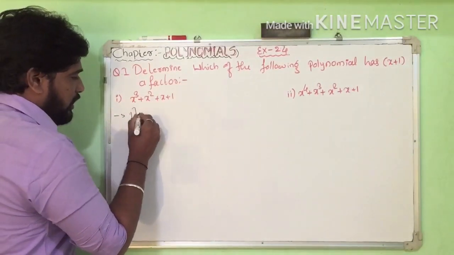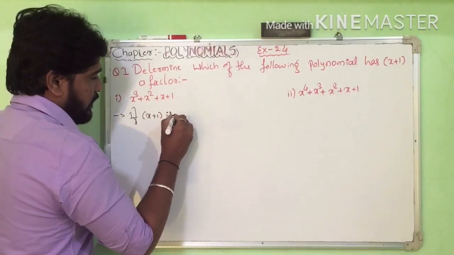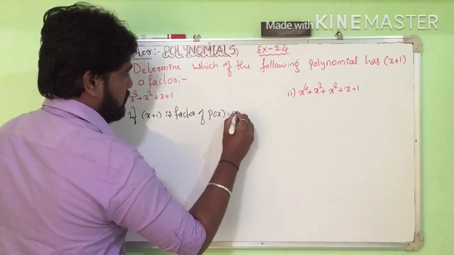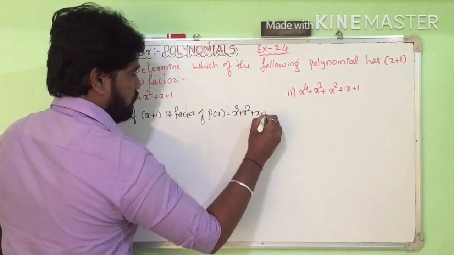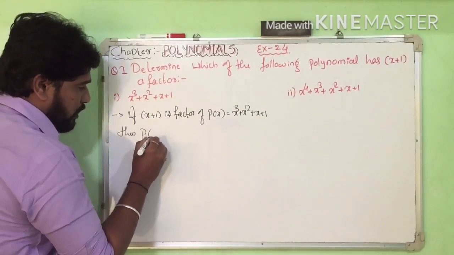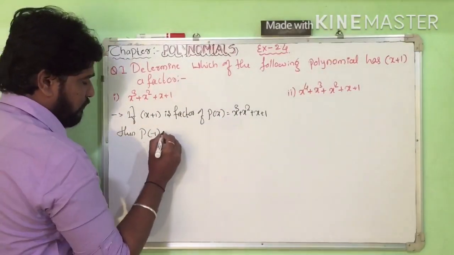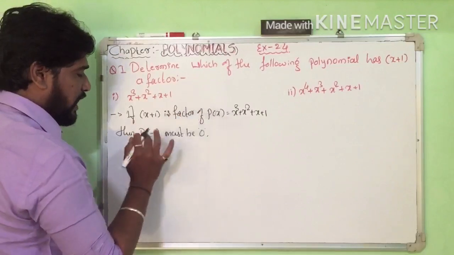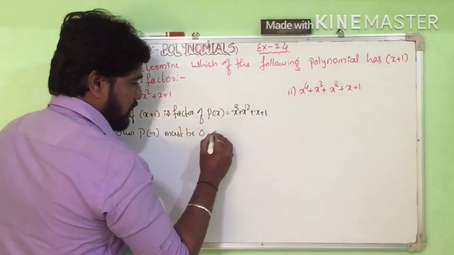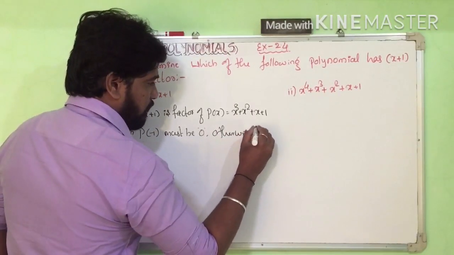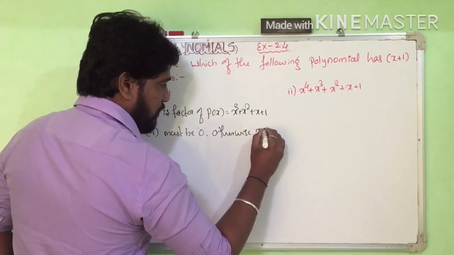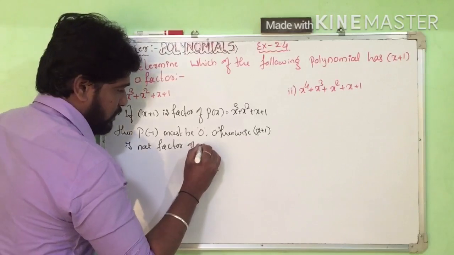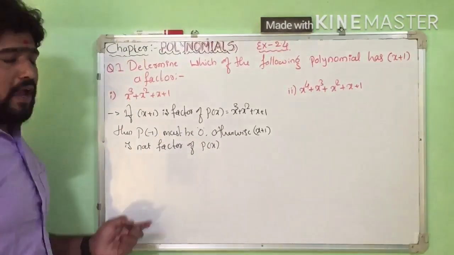So first write down: if x plus 1 is a factor of p of x, that is x cube plus x square plus x plus 1, then p of minus 1 must be 0. It must be 0. If it is a factor, then p of minus 1 must be 0. Otherwise, x plus 1 is not a factor of p of x. Is it clear? It is our factor theorem.